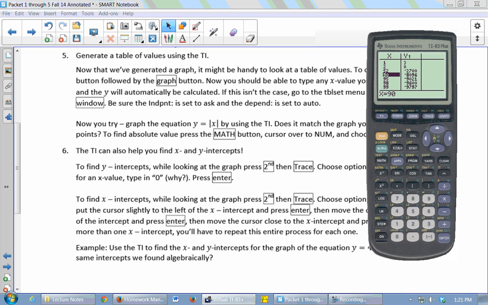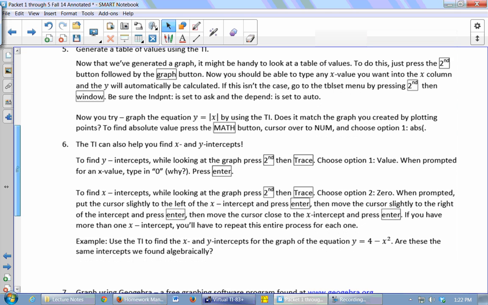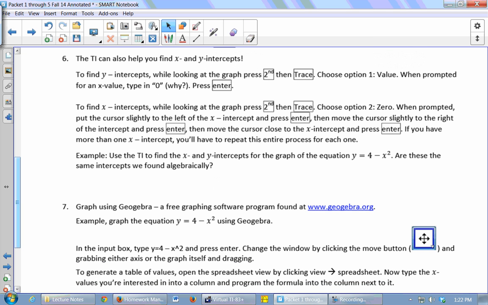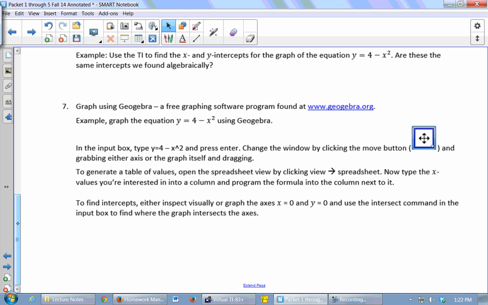All right, so if I want to graph absolute value of x, I go y equals, absolute value is in the math menu. Under number, the first option is ABS parentheses. And let's see, I'll get rid of this one. Graph. Looks just like what we graphed when we plotted it by points. The TI can also help you find x and y intercepts. If you're using a TI, I will leave you to read how to do that on your own. And we're going to move on to a little GeoGebra demonstration.